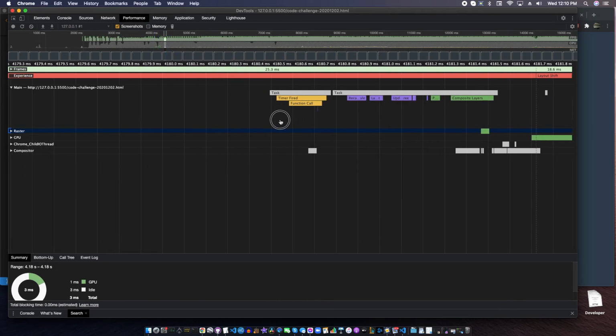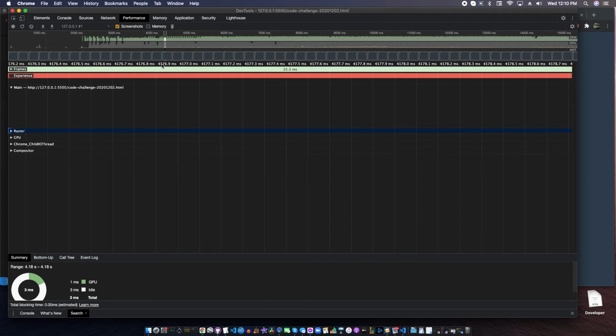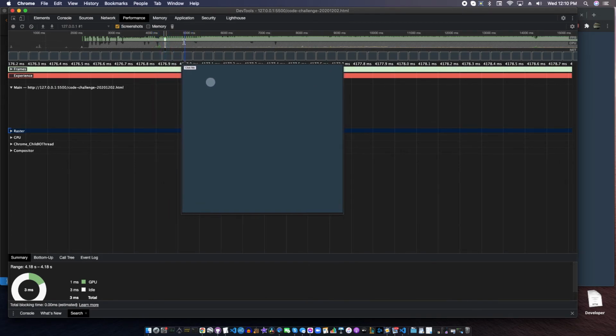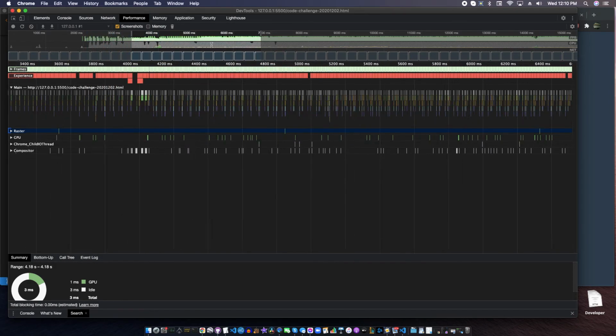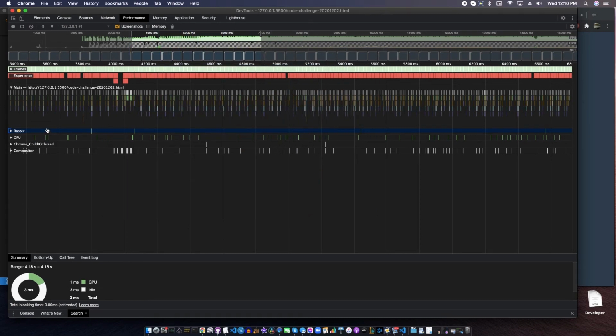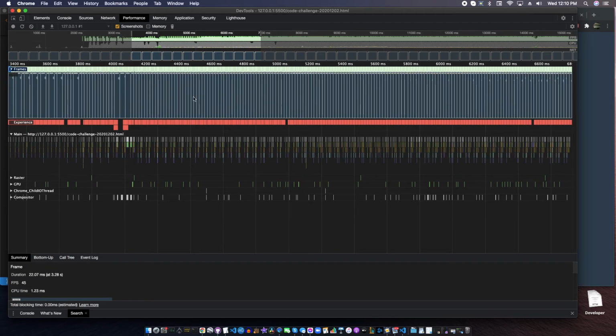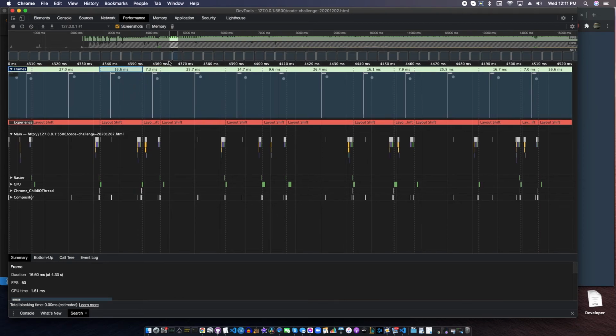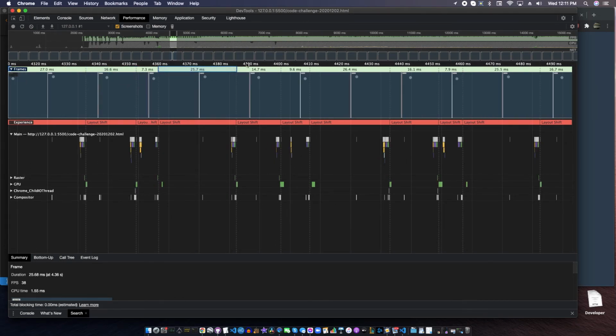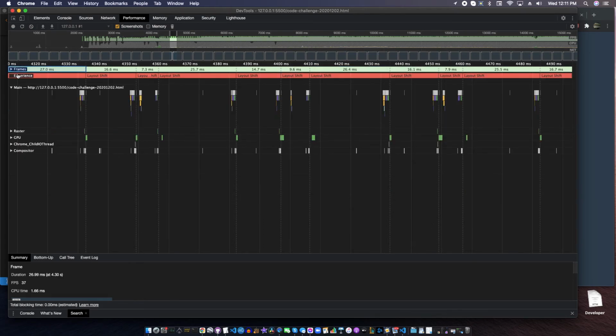So I'm here at 4,000 milliseconds. The green stuff on the top is frames. So it tells me a frames per second. This is the duration of each frame.